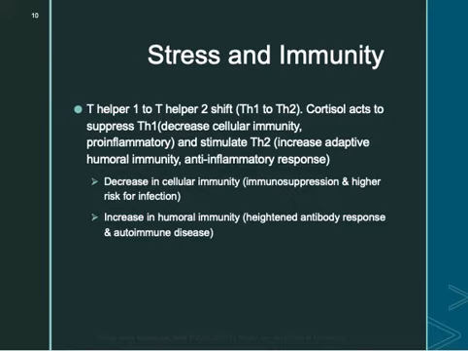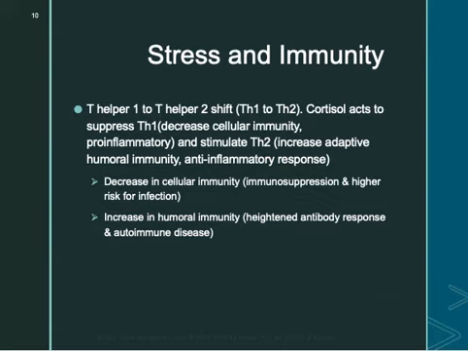However, it puts them at risk for developing like autoimmune diseases, because remember, autoimmune diseases are basically destruction of self, or identifying yourself as foreign, essentially. So you attack your own system. So a decrease in cellular immunity, they end up with immunosuppression. So that's why they're at risk for infection. And that's more of your innate response. And then your humoral immunity, or your adaptive immune system, they have that heightened antibody response. So that's why they're more at risk for autoimmune diseases.